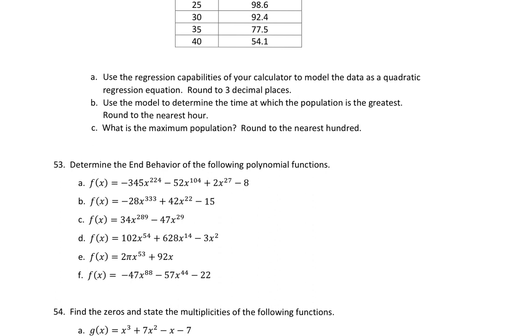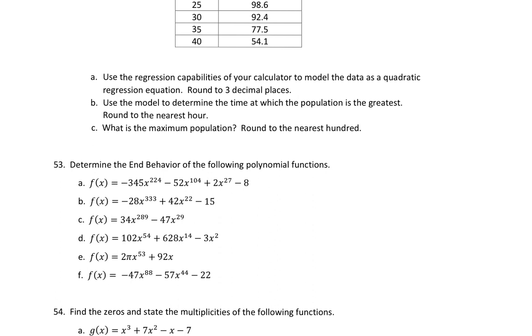We're almost there. Looking at this one, it tells us the data is in a table. It represents the population of a bacteria, P of T, in thousands. That's important to note. Versus the number of hours, T, since the culture was started. So he gives us a table and wants us to use the regression capabilities of your calculator to model the data as a quadratic regression equation, rounded to 3 decimals.